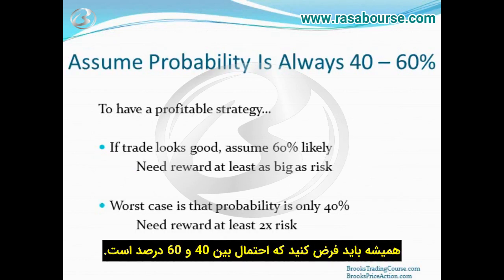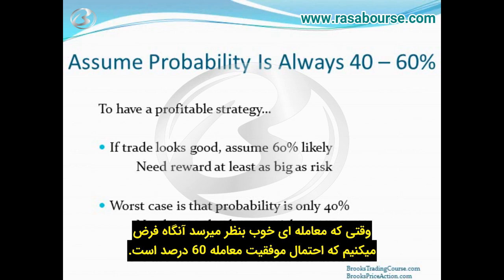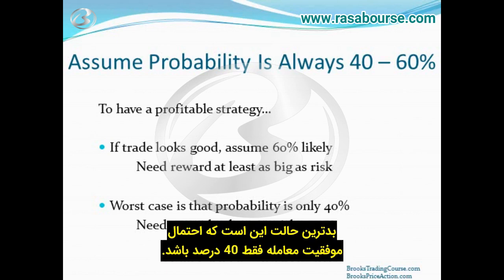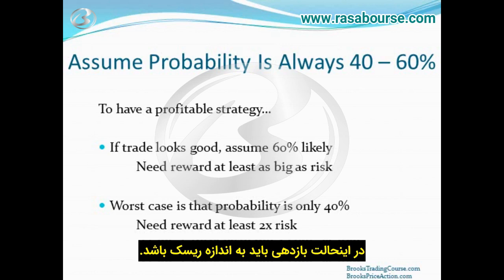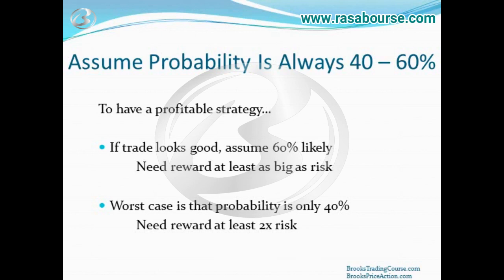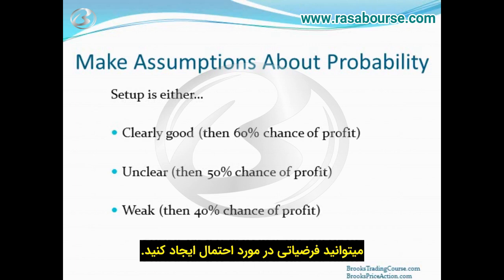You should always assume that the probability is between 40 and 60%. To have a profitable strategy, when a trade looks good, you assume it's 60% likely of being successful. When that's the case, you need a reward at least as big as the risk. Worst case is the probability is only 40%, and when that's the case, you need a reward at least twice as big as your risk. So if you look at a setup and say, yeah, it's a setup, but I don't think it's going to work, then you need a reward twice as big as your risk at a minimum to have a positive trader's equation.